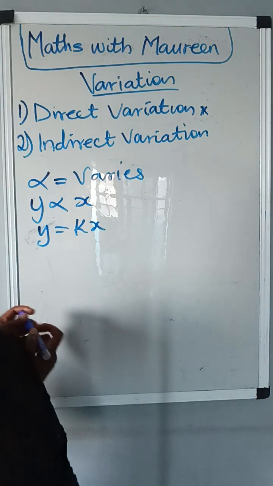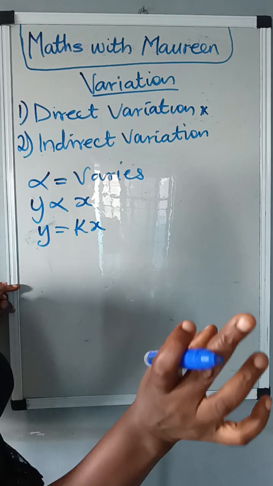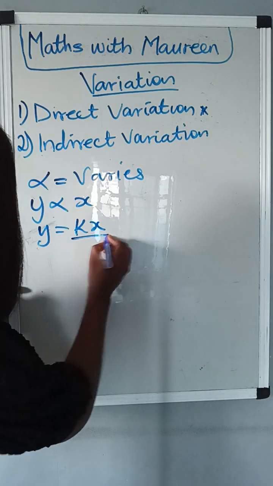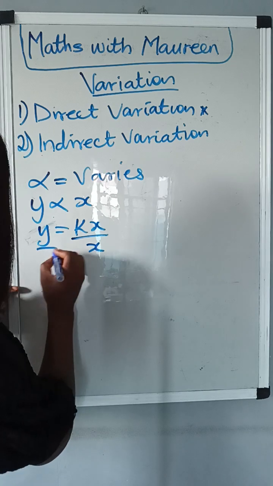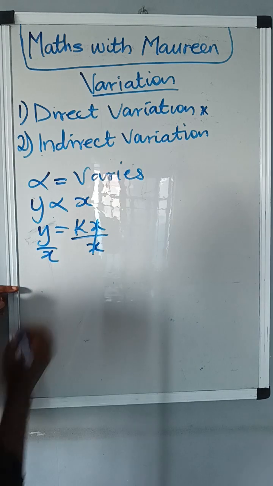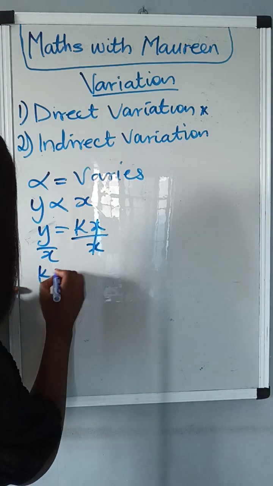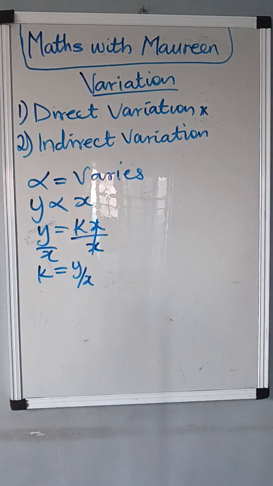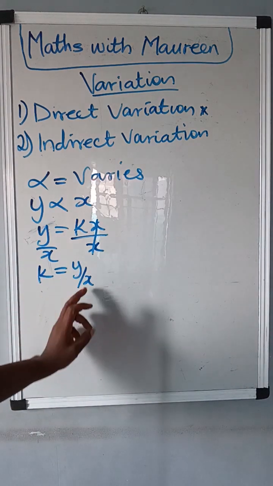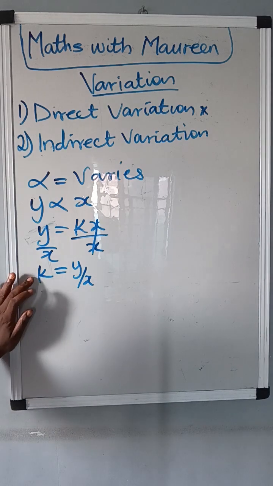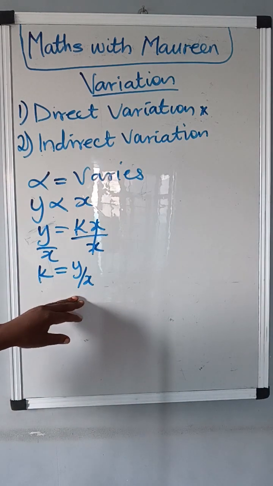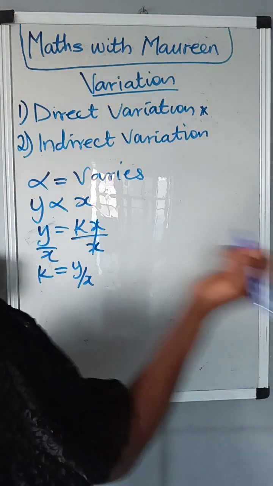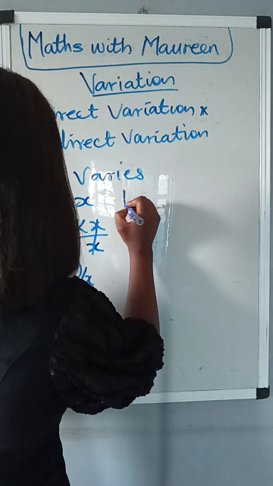So with this, you can as well derive the formula for finding k. Supposing we are required to find k, to be able to write the complete equation. So we can use this formula by dividing both sides by x. This x will cancel this x and we now have that k equals y over x, okay? So if you have the value of x and you have the value of y and you are to find the value of k, you use what? This formula, okay?